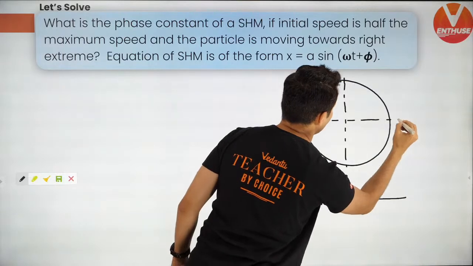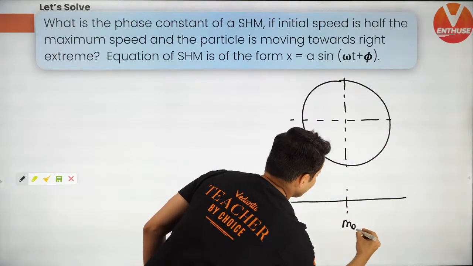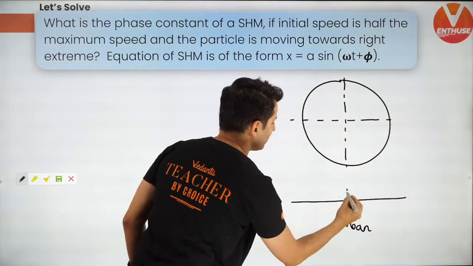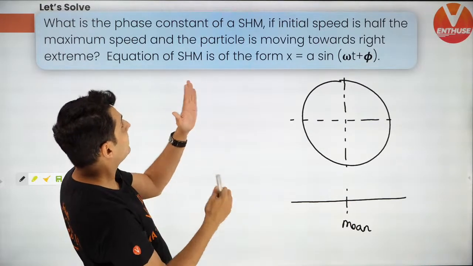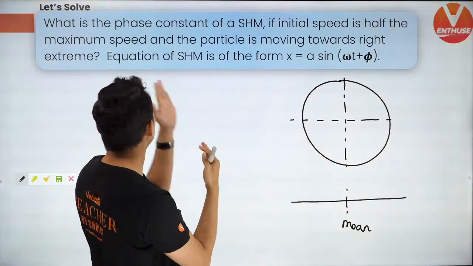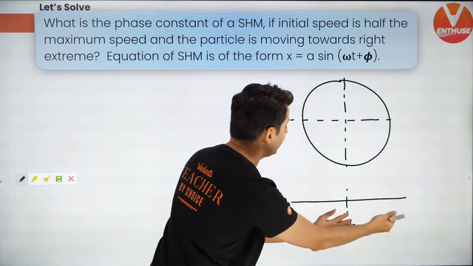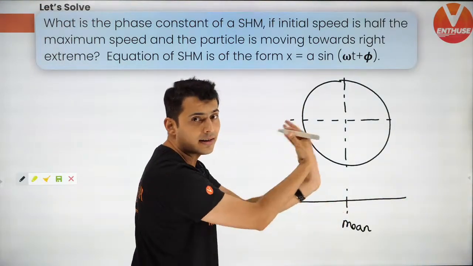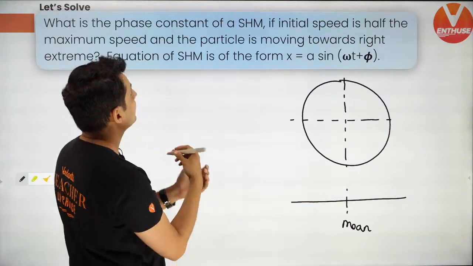Let's try to do this, guys. Come on. This is the mean position. This is also the origin. The particle has half the initial speed and is moving towards the right extreme. Let's assume it is on the right side. Okay, it's towards the right side.